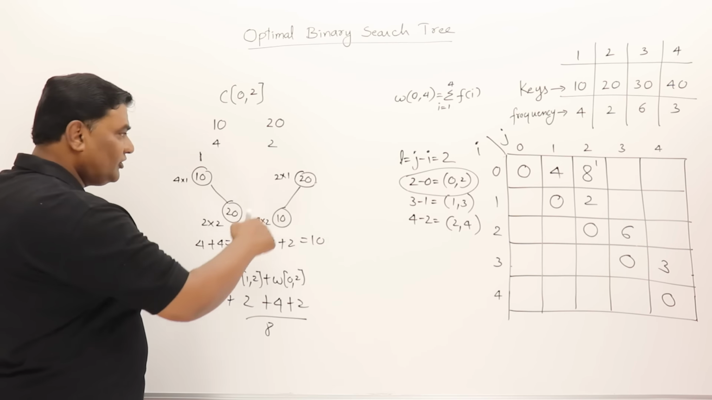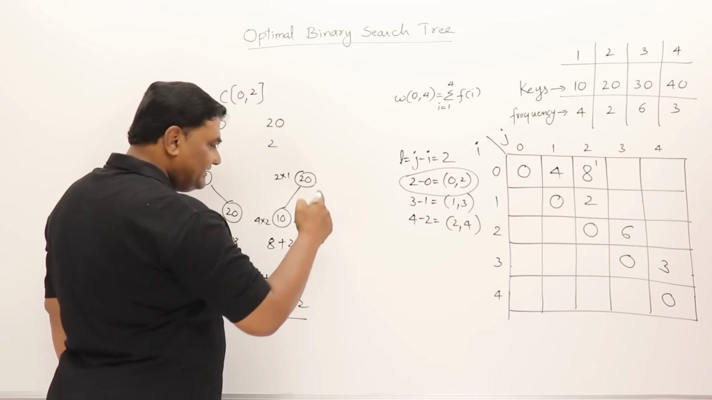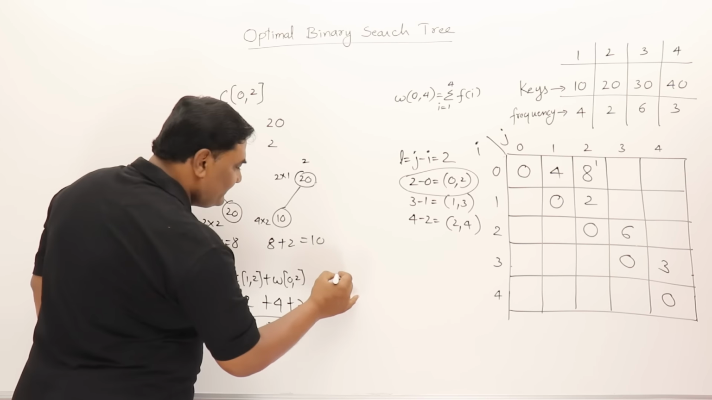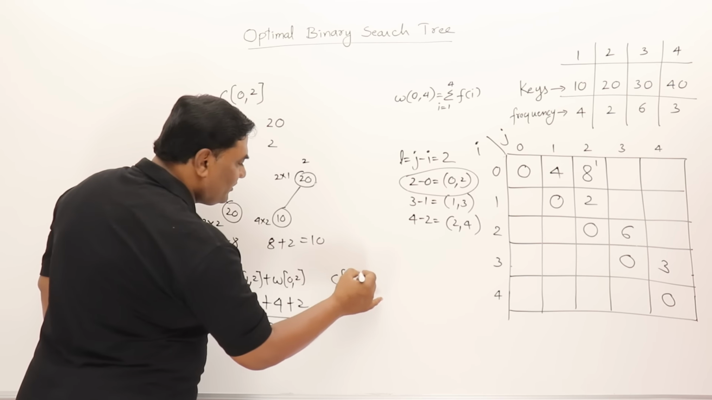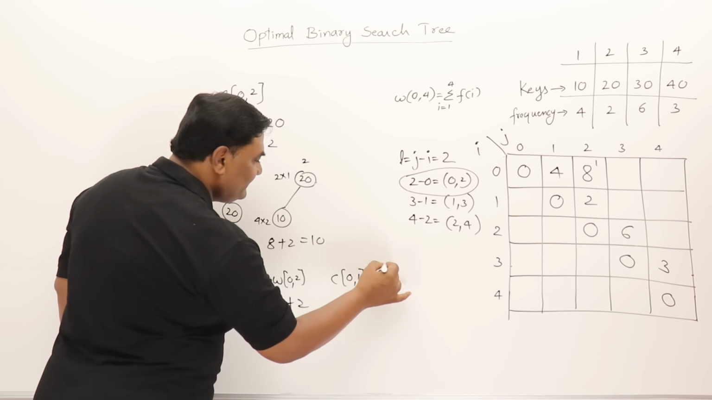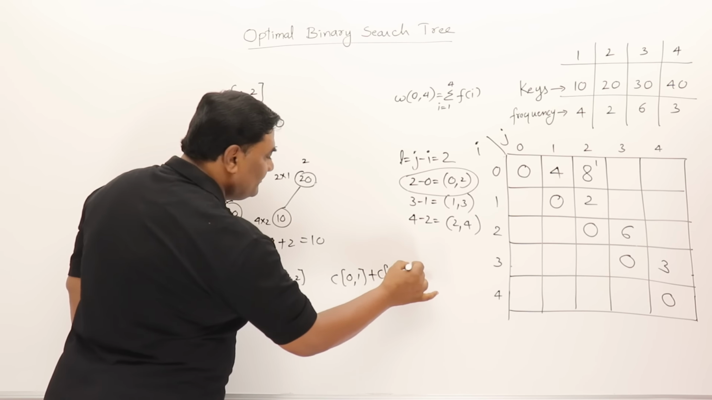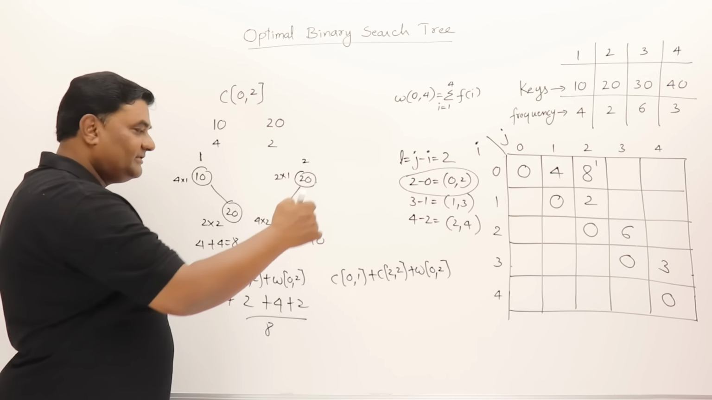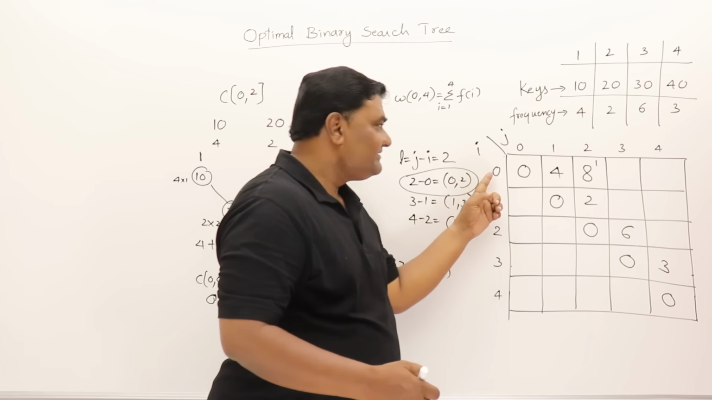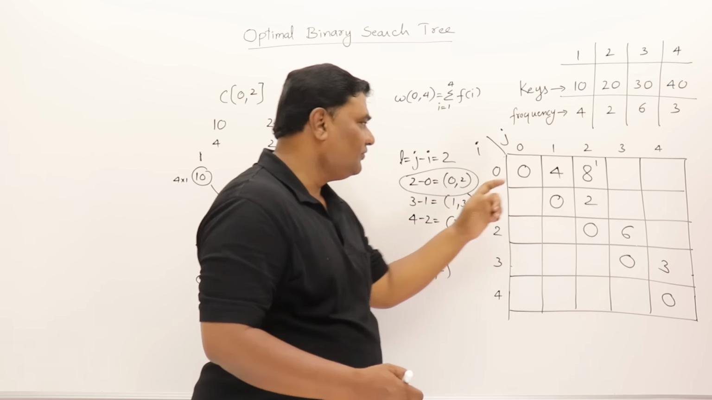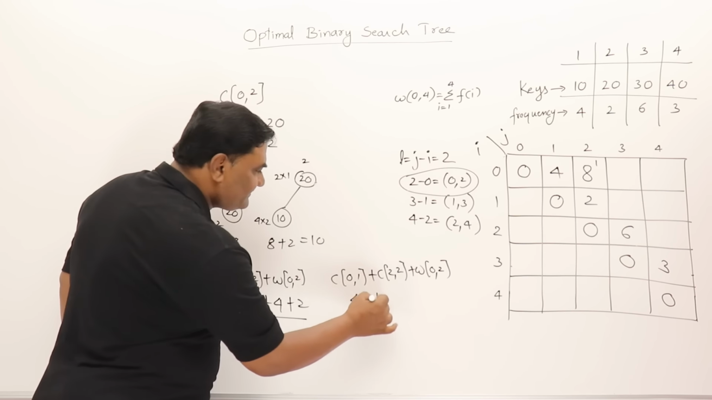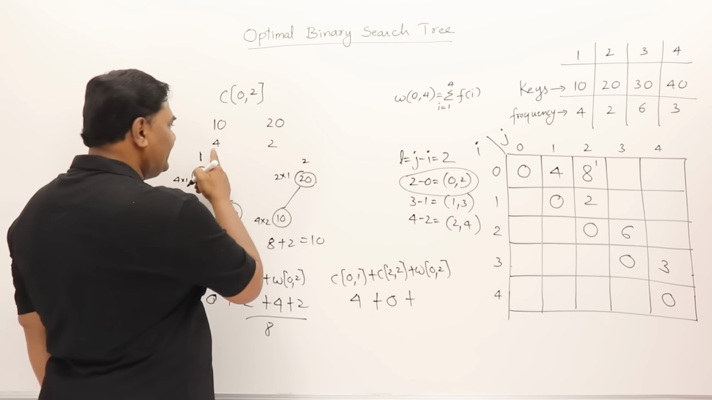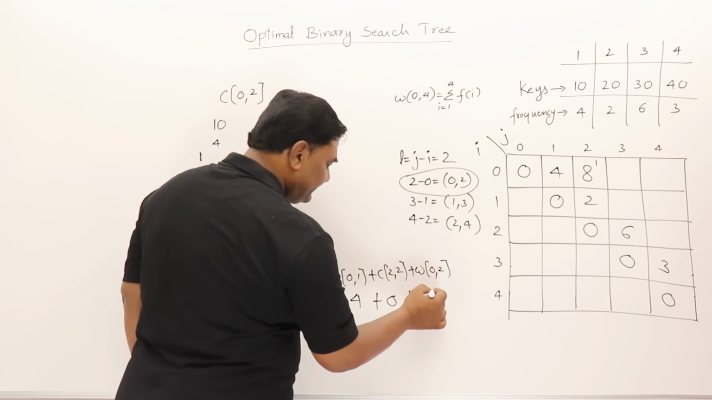Now how is the same formula applicable on this side? See, here I am taking 2 as a root, so 1 on this side. So C of 0,1 plus C of 2,2 plus weight of 0 to 2. From the table, let us see 0,1. How much is 0,1? 4. Plus C of 2,2 is 0. Weight of all these, that is 4 plus 2, is 6.